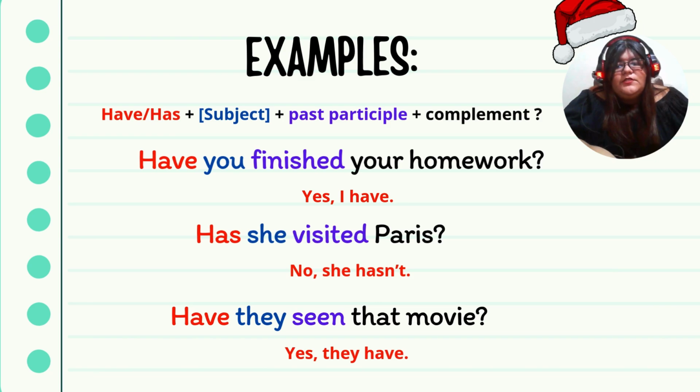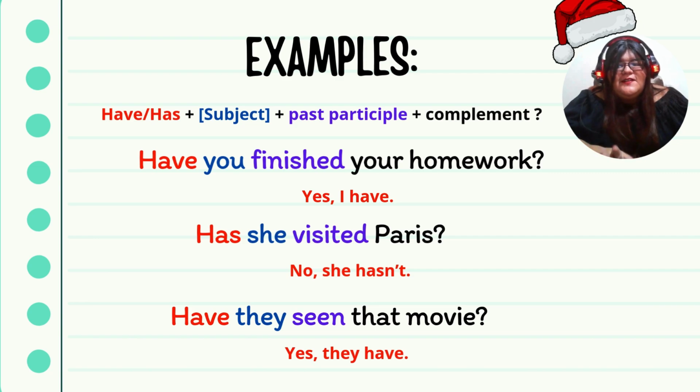Depending on the subject, you will use have or has. Has she visited Paris? No, she hasn't. Or yes, she has, and things like that, right? Or no, she has not. Have they seen that movie? Yes, they have, or you can say no, they haven't, or no, they have not.